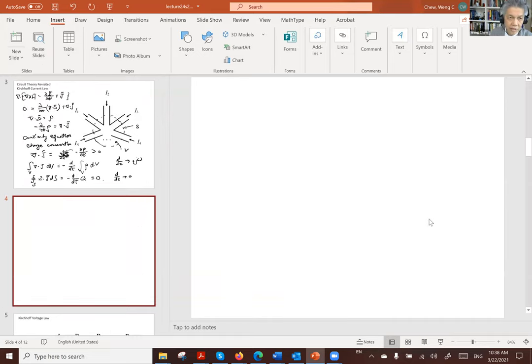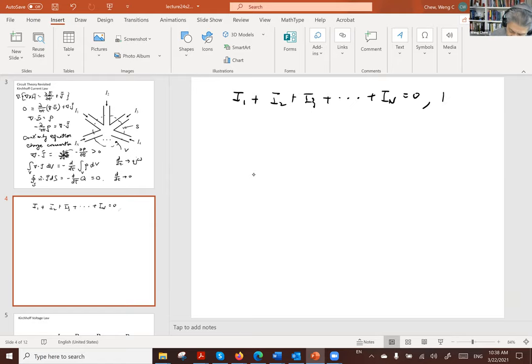you can easily show that if you evaluate this n dot J dS on each of the surfaces where currents are going into this volume V, you will arrive at the fact that I1 plus I2 plus I3 plus I sub n must be zero. This is just a statement of KCL, Kirchhoff's current law, and you can rewrite it as the sum of I sub i, i equals 1 to n, to be 0. Okay. So are there any questions on KCL or Kirchhoff current law?